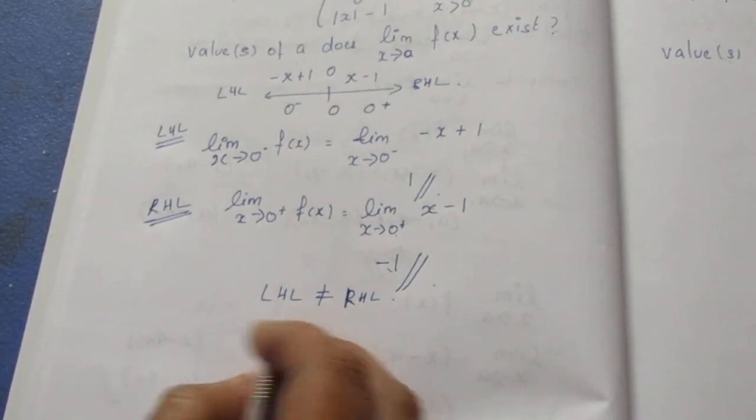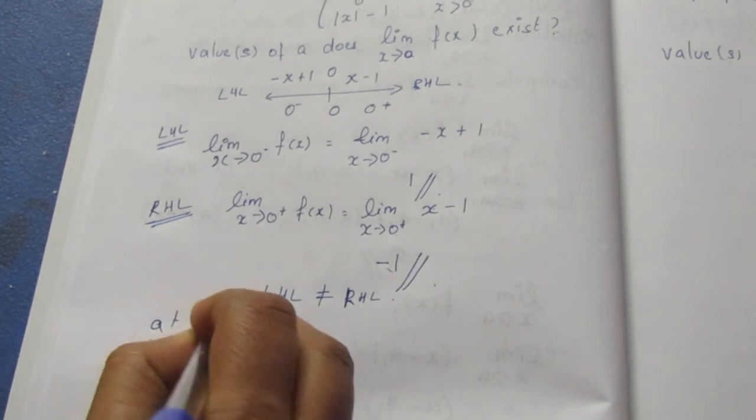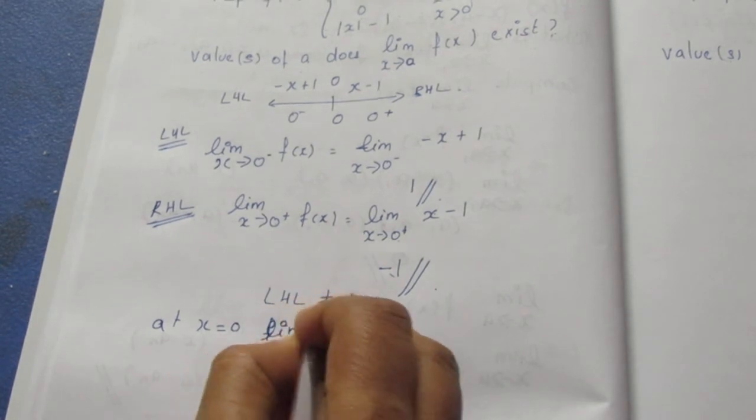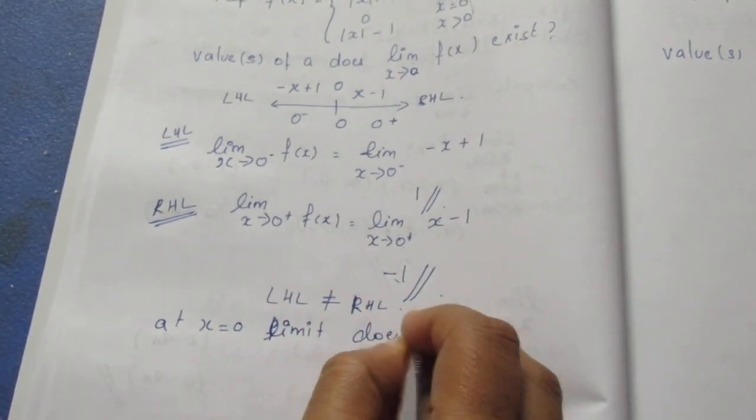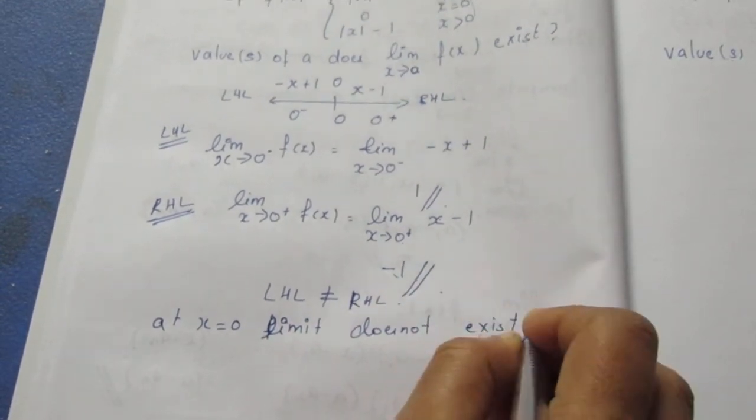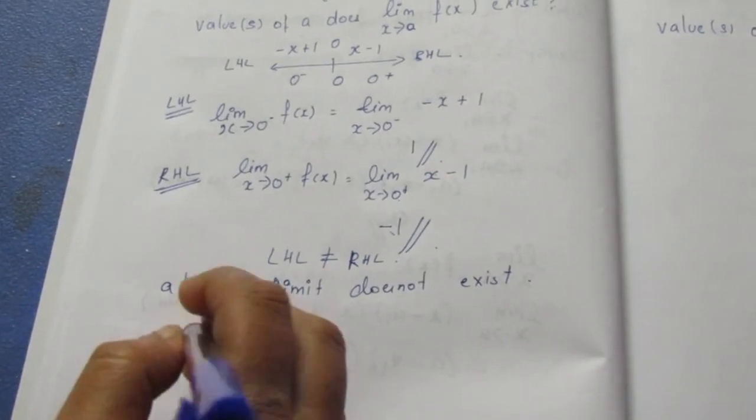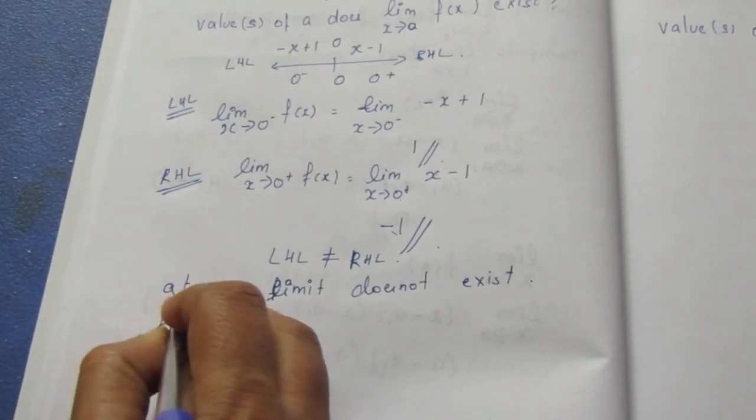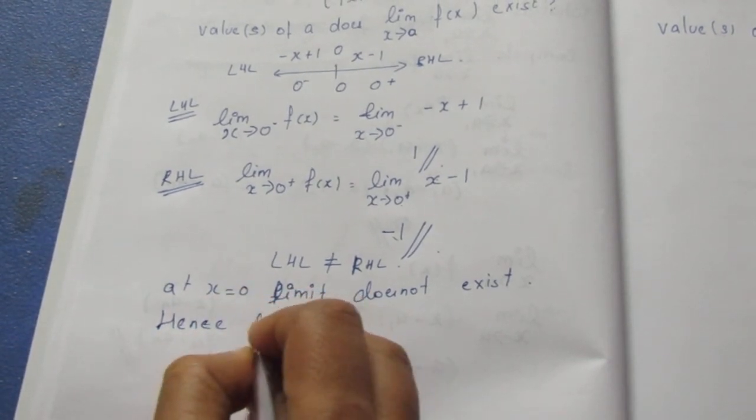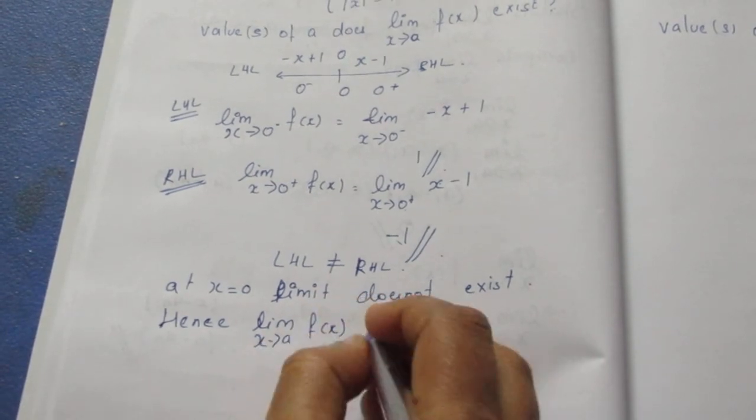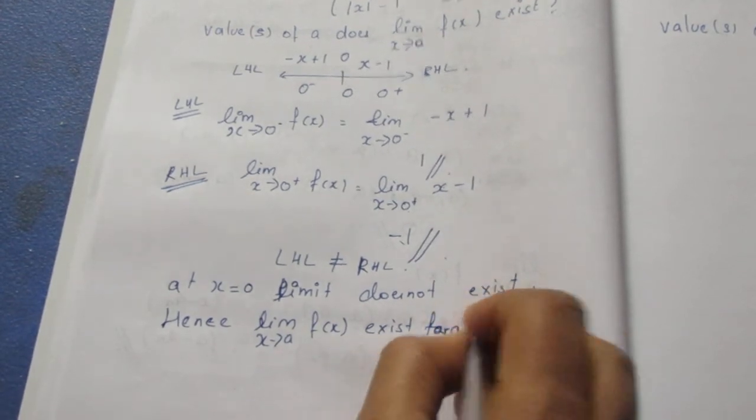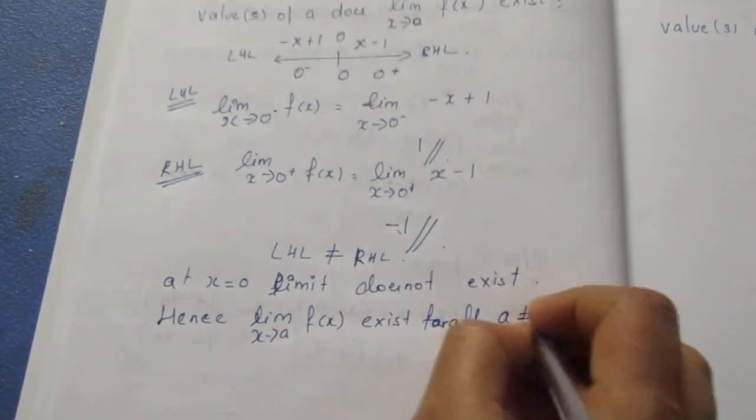From this we can say that at x is equal to 0, limit does not exist because both are not equal. Limit does not exist. So they have asked for limit x tends to a f of x, so hence limit x tends to a f of x exists for all a is not equal to 0.